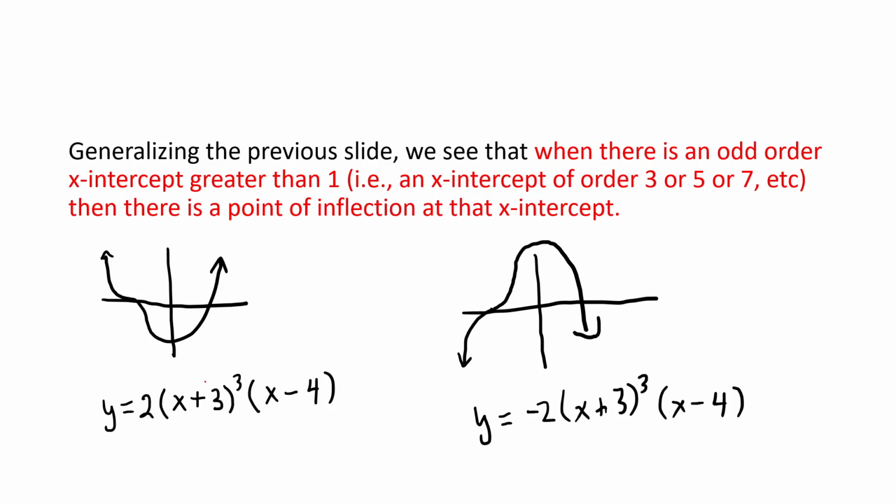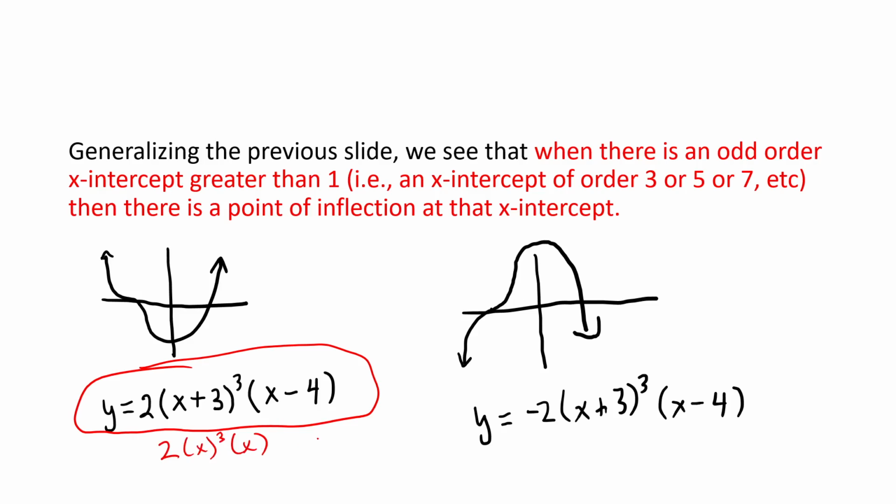So let's quickly take a look at this curve right here. And we would say, okay, the lead term will be 2 times x cubed times x. So that's 2x to the 4. That means I've got an even degree and a positive leading coefficient. So my end behaviors will be in quadrant 2 and in quadrant 1.